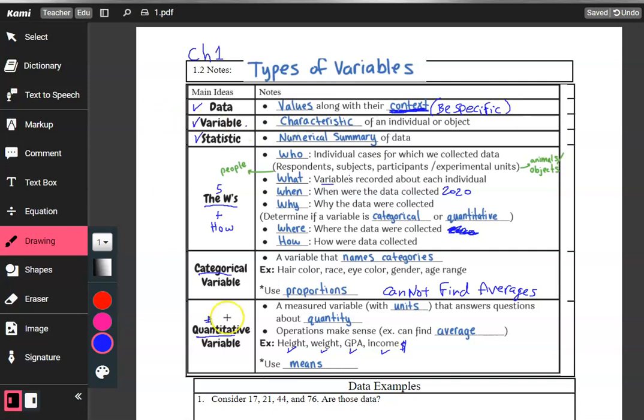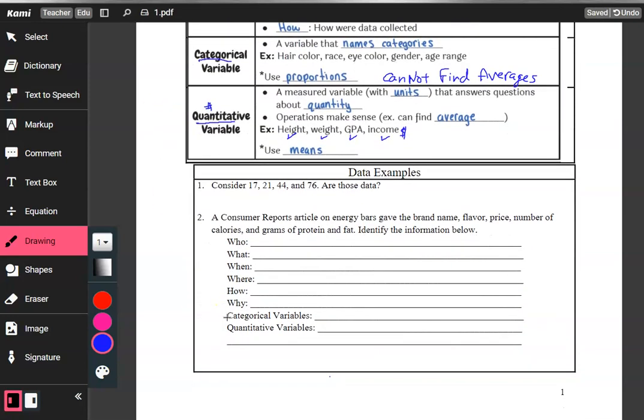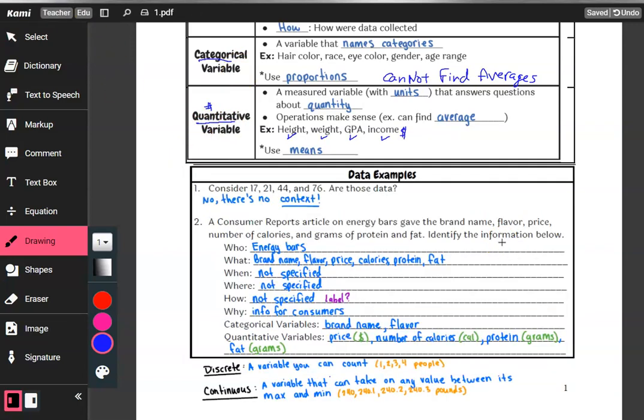Down here we have an example. So here you could pause the video and try this example based on the notes from above. Once you have tried the problem, you'll see here that 17, 21, 44, and 76 are not considered data since there is no context. That has to do with the definition from above. We can't just list numbers. They have to have some sort of meaning.